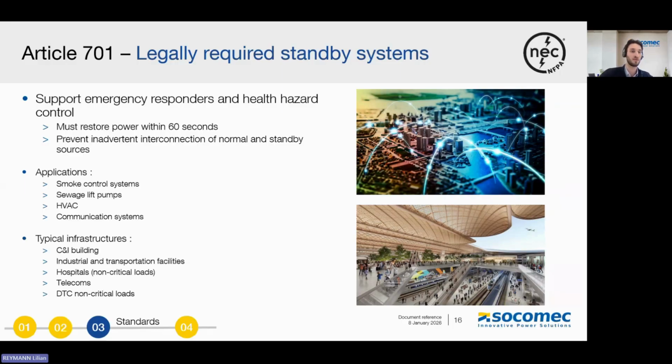This is mainly for smoke control systems, for HVAC, for some communication systems, and we can find that in typical infrastructures such as C&I buildings, some hospitals and data centers, but this time it will be the non-critical loads. The emergency system was for the critical loads, and we can also find it in some telecom architectures.